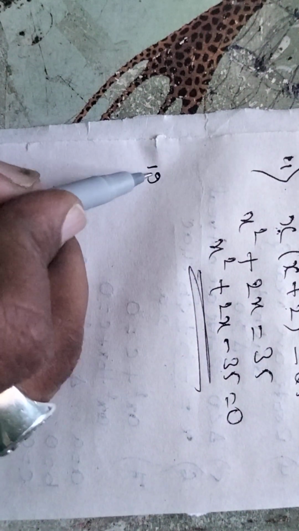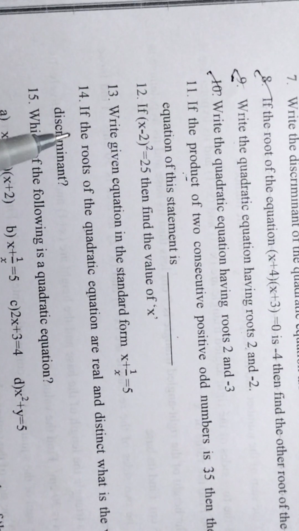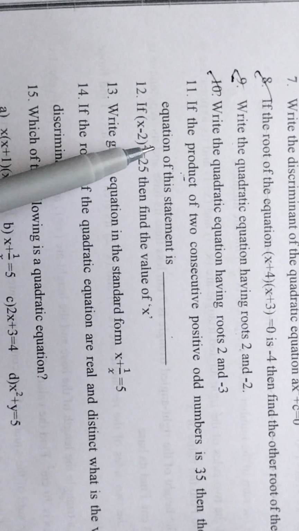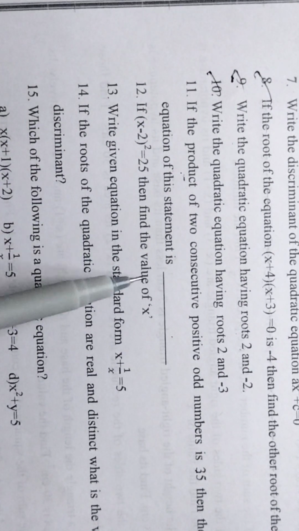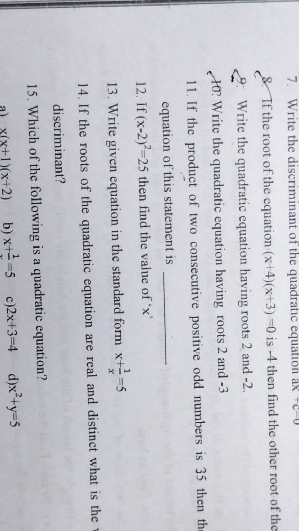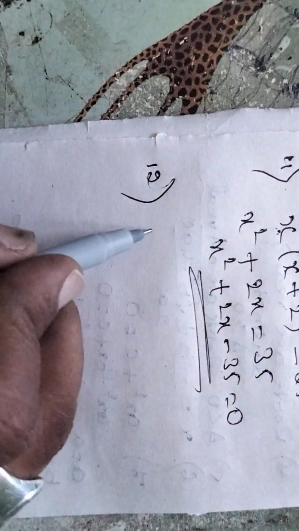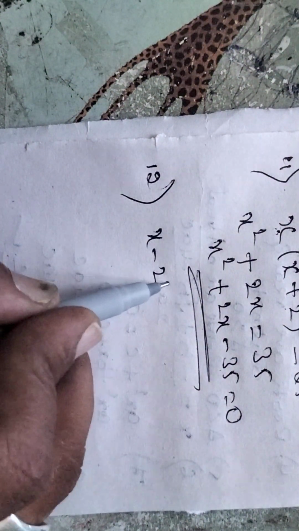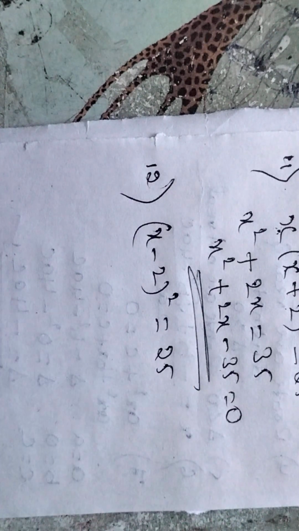Now let us move to the 12th question. What is the 12th question? If x minus 2 whole square is equal to 25, then find the value of x. So let us find out what will be the value of x.